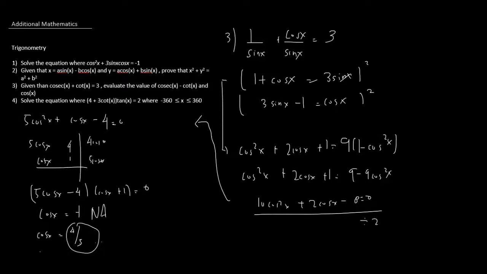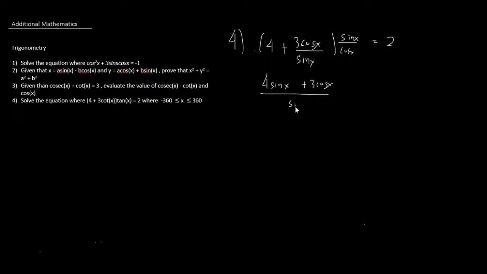Alright, moving on to question number 4. For the last part of question number 4, we're told to solve the equation again. Right here we have 4 plus 3 cos x over sin x, which is equal to cos x over sin x, multiplied by sin x over cos x is equal to 2. So here we have 4 sin x plus 3 cos x over sin x, and we multiply this by sin x over cos x is equal to 2.